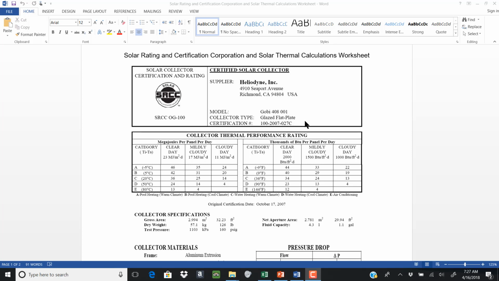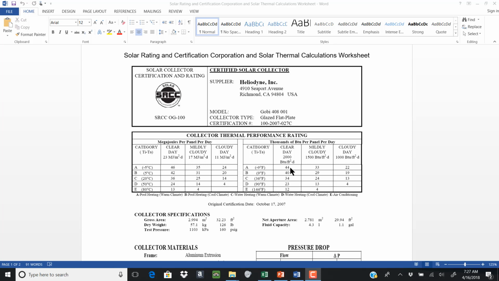Just below this and to the right, here's a chart, thousands of BTUs per panel per day. It gives different weather conditions. That's the difference between the temperature of the fluid entering the module and the ambient temperature. So here at the top we have a -9 degrees difference, and then at the bottom we have 144 degrees difference positive. We see that on a clear day that's about 2,000 BTUs per foot squared per day.